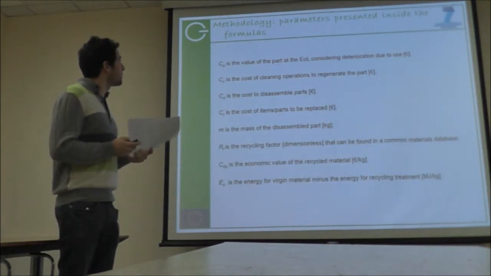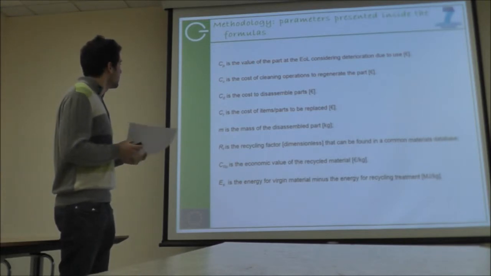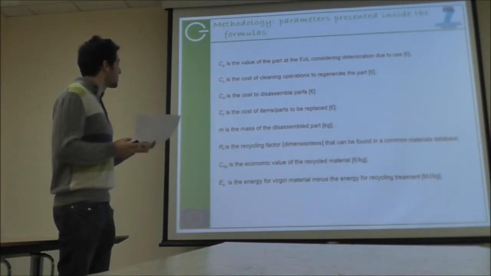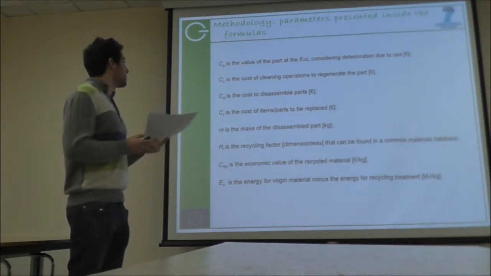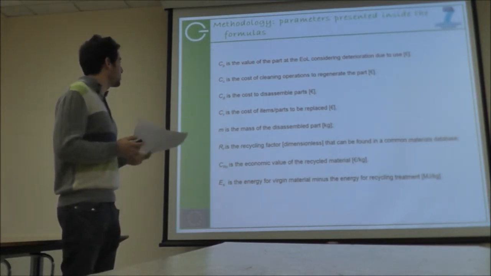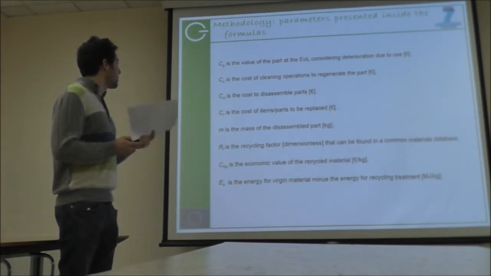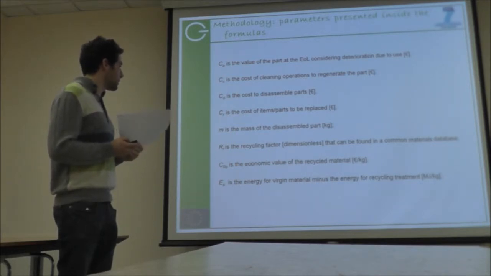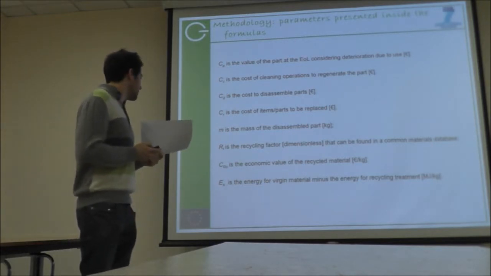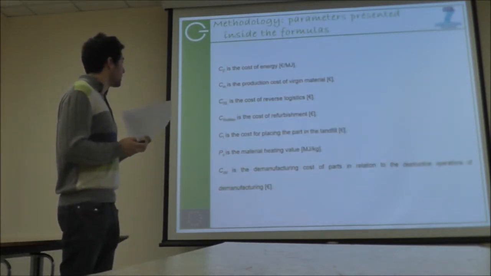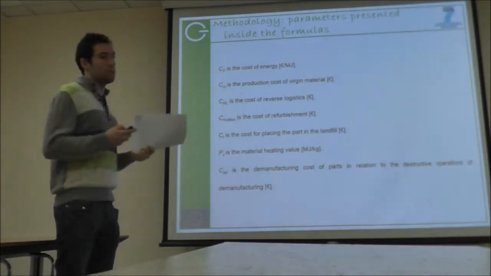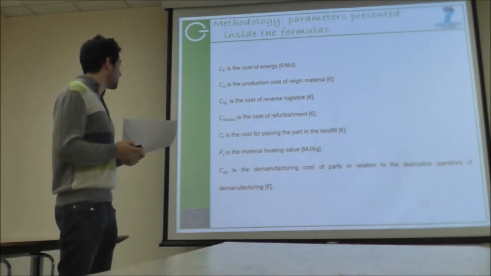Here there's a list of parameters presented inside the formula. So we have some costs, like the cost of disassembled parts or the cost of deterioration due to the use, the cost of the part to be replaced, and some unitary costs like the economic value of recycled material, the energy for virgin material, minus the energy for recycling treatment. Here we have some other parameters that will be used in the indices calculation.